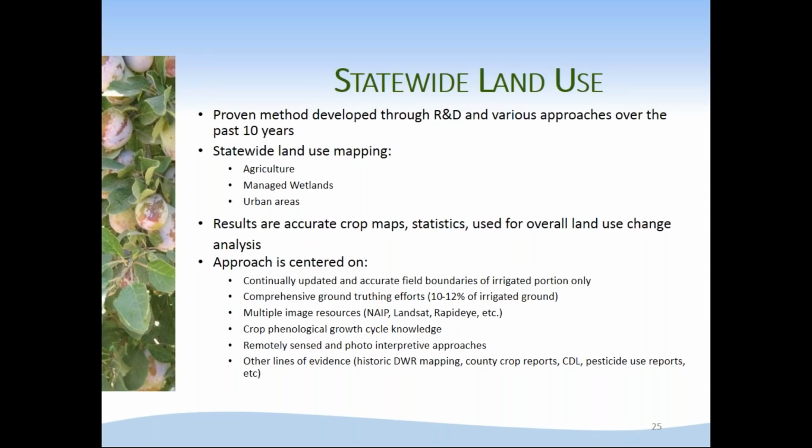I mentioned earlier that we have a kind of a two-headed monster in our organization, and that's land-based scientists and spatial scientists. That land-based knowledge and knowing phenological growth cycles of crops, when things are planted, when things flower, when things leaf, how they change from north to south in the state is really critical with regards to, again, improving the accuracies of prediction. We implement both remotely sensed and photo-interpretive approaches, and those other lines of evidence that we use include DWR, historic DWR mapping, county crop reports, CDL layer from USDA, crop data layer, pesticide use reports, and a multitude of other resources.